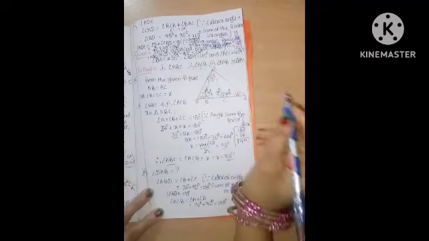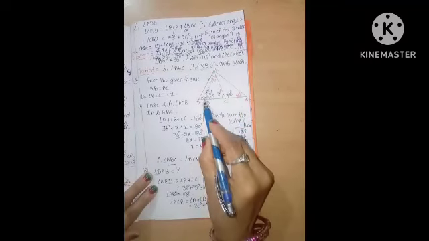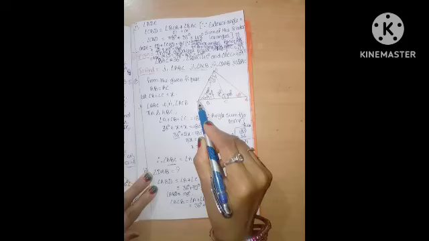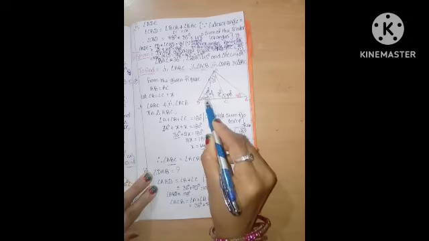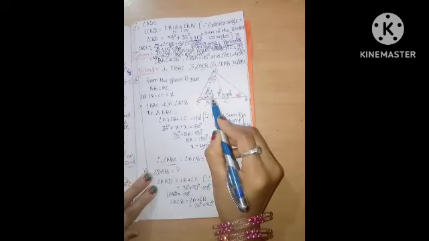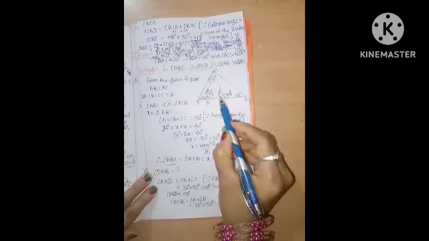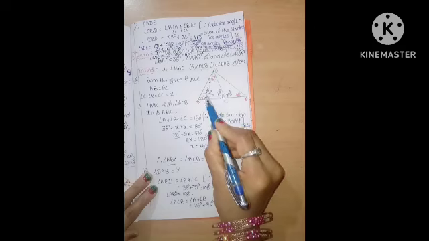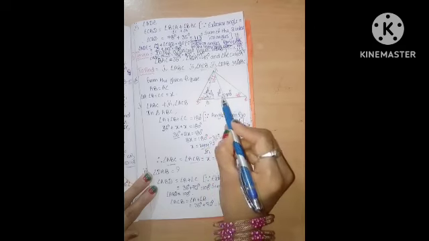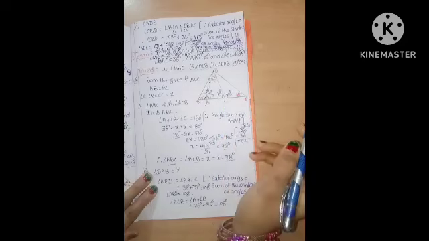This side is also the same. Otherwise, this is a straight line, and linear pairs are also the sum of these two angles. So the angles are 72 degrees plus 108 degrees equal to 180 degrees. Why is it equal to 180 degrees? These two are linear pairs. These two are also linear pairs.